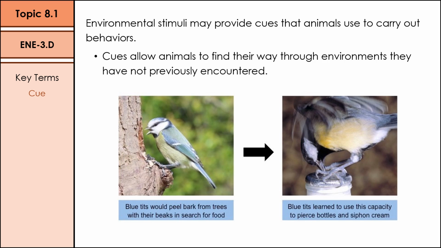So when we talk about behaviors and how organisms respond to stimuli, we're looking for cues. These cues allow organisms to find their way through environments that they have not previously encountered. So they have the understanding of how things function within the environment around them, and they can apply this later on, and we're going to talk about learning in a little bit, to novel situations. And that increases the survivability or the fitness of the organism in question.